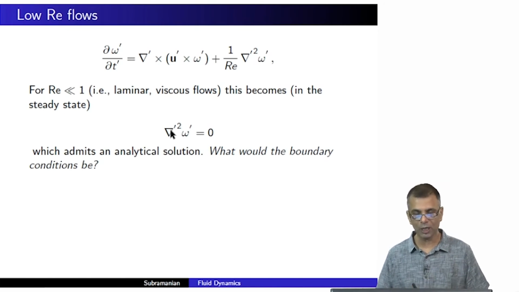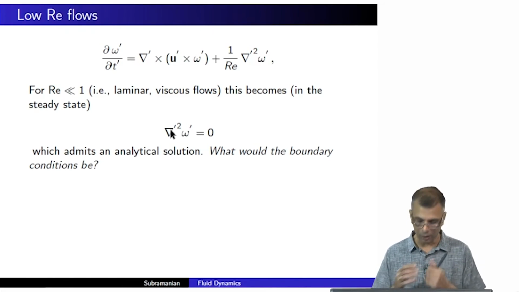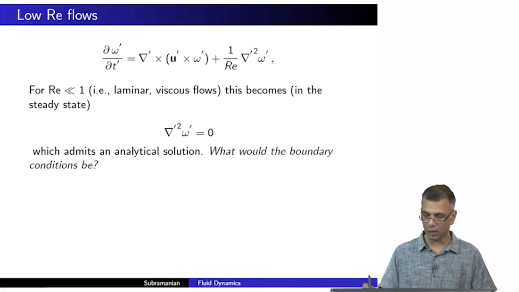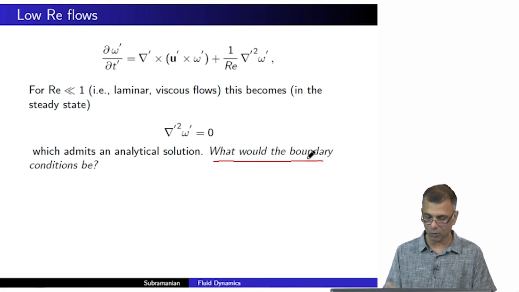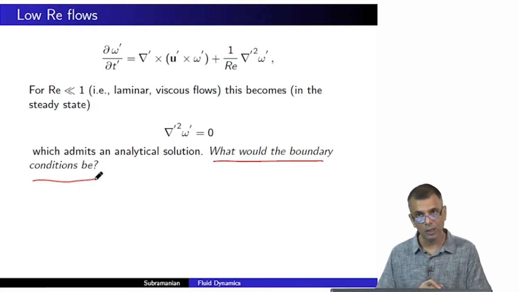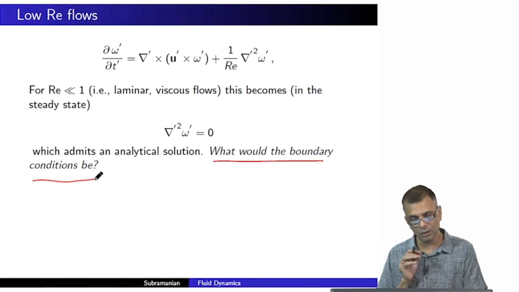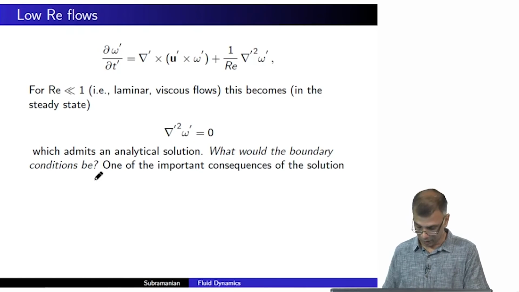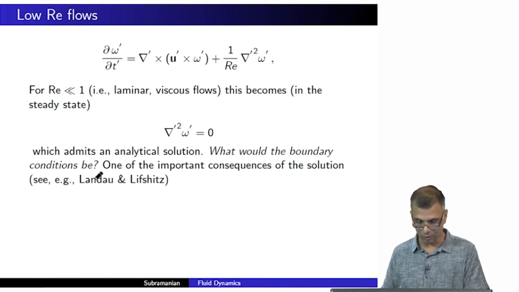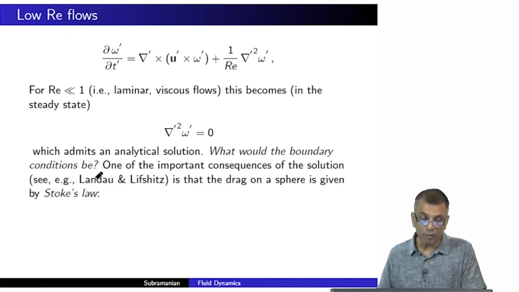Okay, so in terms of omega prime, or omega for that matter, I'll let you figure that out. I'll let you think about this question. What would the boundary conditions be? Very, very important. Solving the Laplacian is one thing. There are general solutions, right? But in order to pin down the constants in the general solution, you do need to apply the boundary conditions. So boundary conditions are all important. One of the important consequences of this solution, and we will not go into this, I'll simply state this fact, is that the drag on a sphere is given by this.